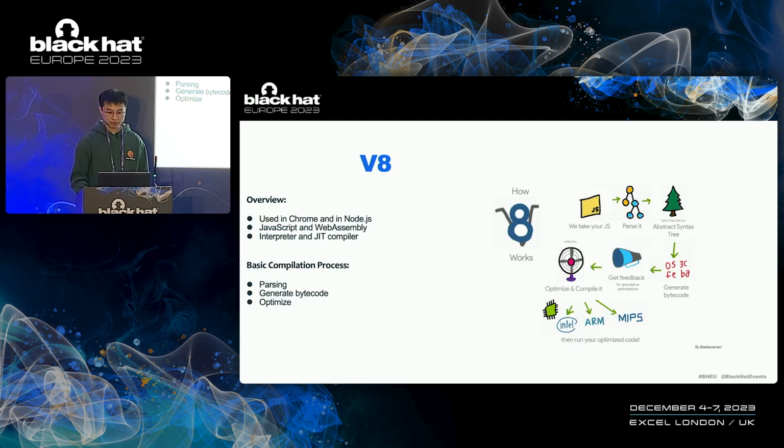V8 is the JavaScript compiler in Google Chrome. As shown in the diagram, V8 passes the source code file and turns it into an abstract syntax tree. It produces various bytecodes and uses speculative optimizations to get bytecode. The generated code will be translated into machine code based on the architecture.